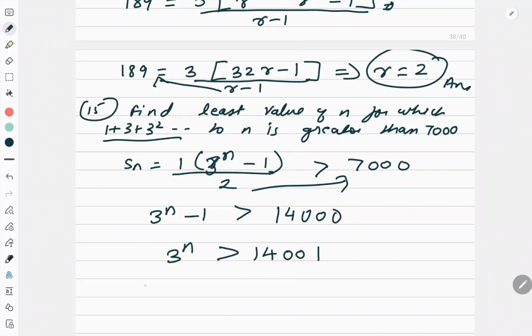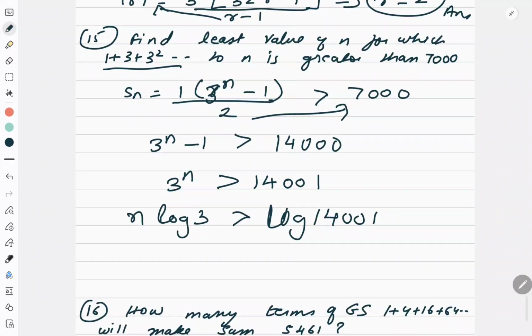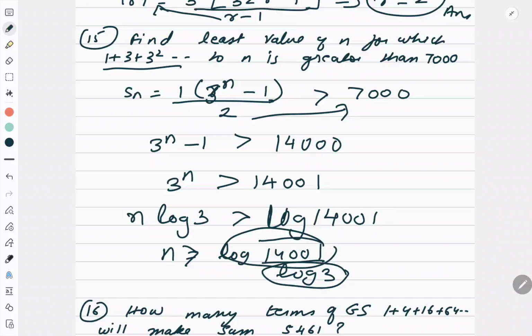Right? So now take the log. n log 3 is greater than log of 14001. So n is greater than log of 14001 upon log 3. If they give the values of log this and log this in the question, you can simplify, or you can leave it here only. Correct? So all questions in GP are very simple. You only have to focus and do the questions. Just note down the information given.